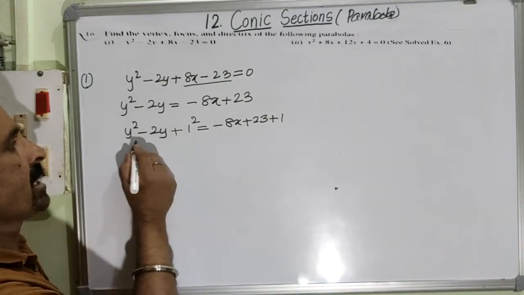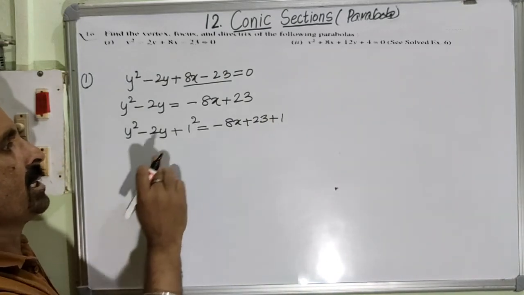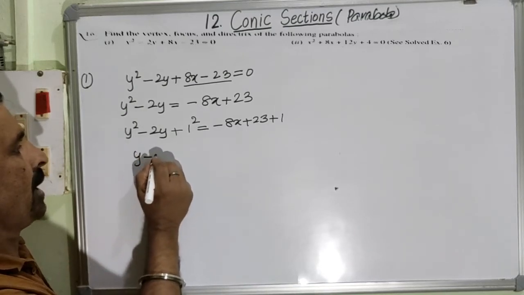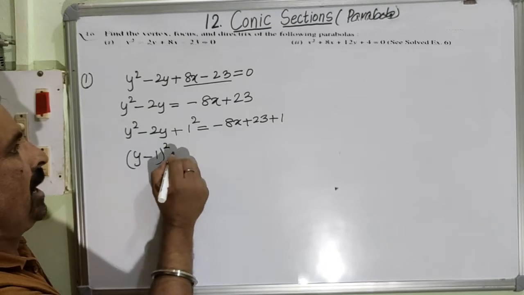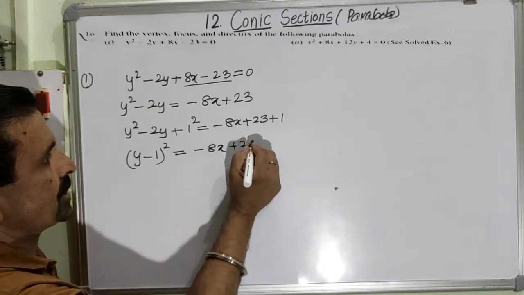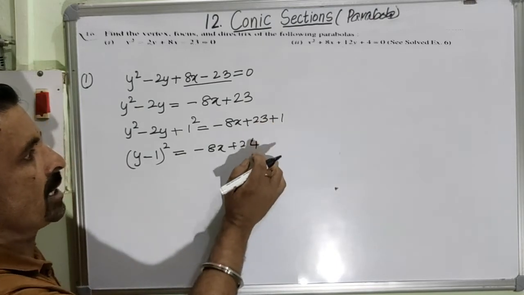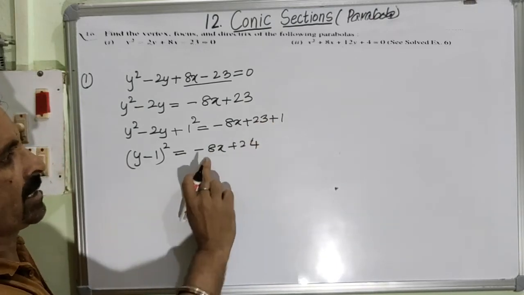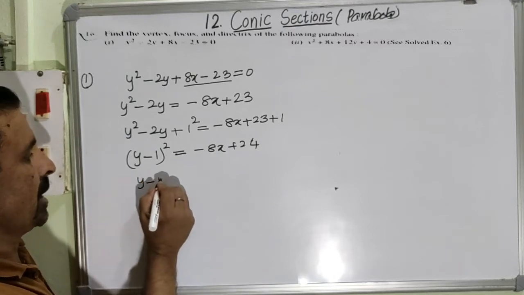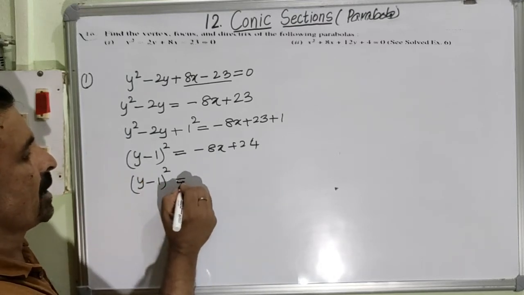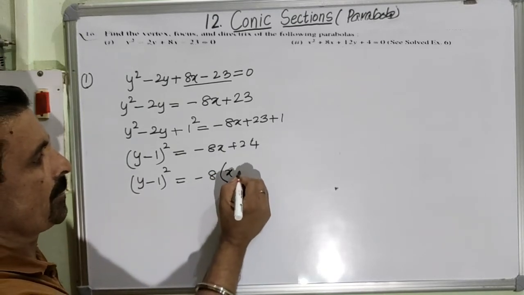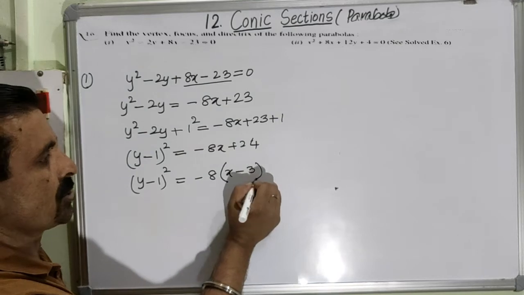Right? Now as a result, on the left hand side this will change into a minus b whole square. So our equation will reduce to y minus 1 whole square, and right hand side will become minus 8x plus 23, sorry, 24 now. 23 plus 1 is 24. Now on the right hand side, if you can see, there is some common factor, so we will take it out. This is y minus 1 whole square is equal to minus 8. If we take out the common factor, then inside the bracket we will be left with x minus 3.